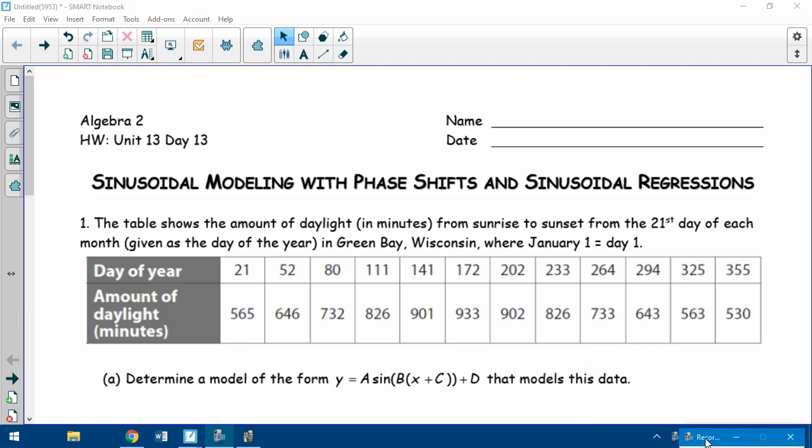Today's the last new day of material in the trig unit. It's been a long one, but we got to it. Okay, so start with some homework. The homework looked pretty good, but there were a few questions that people wanted to go over.